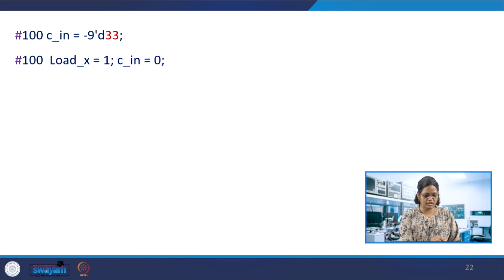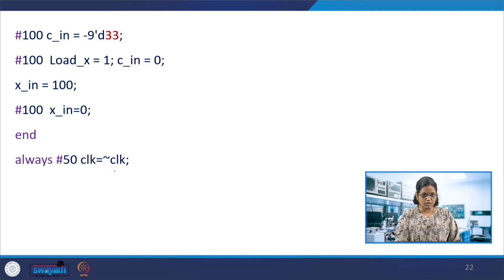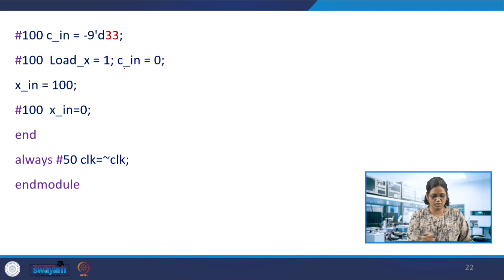So only the c in is this, all the 4 coefficients are stored over there. After this x in equal to 100, which is given, and then made 0, to have the impulse response of this 100, clock equal to not clock. So this is the test bench which gives us storing the coefficients. Whereas in the previous case we had the coefficients already written in the Verilog module itself, here we give these coefficients as inputs in the test bench.